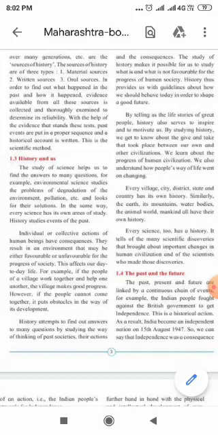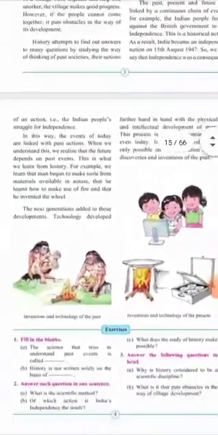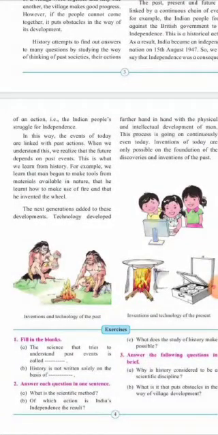Now let us take an example. Indian people fought against the British government to get independence. This is a historical action. As a result, India became an independent nation on 15th August 1947. So, we can say that independence was the consequence of an action, that is, Indian people's struggle for independence.